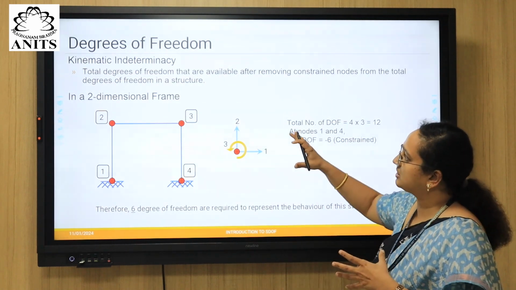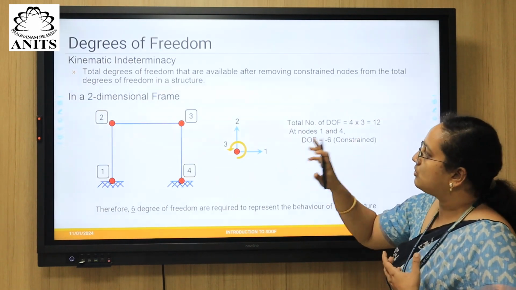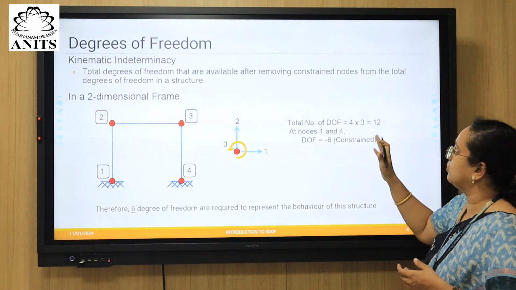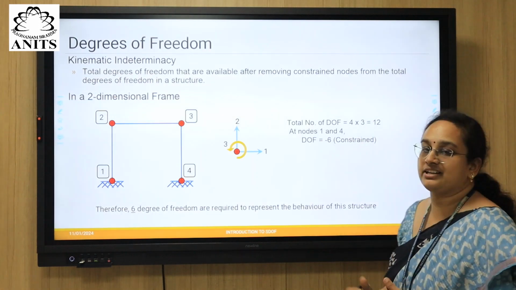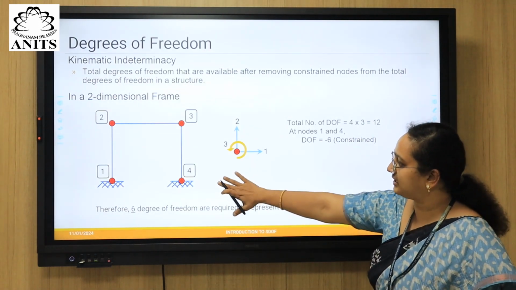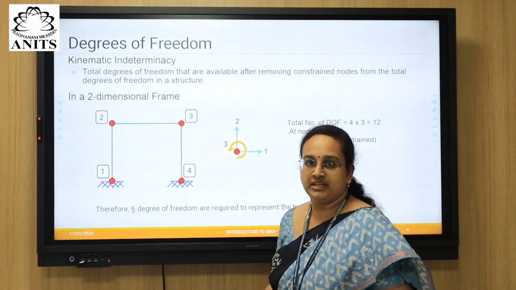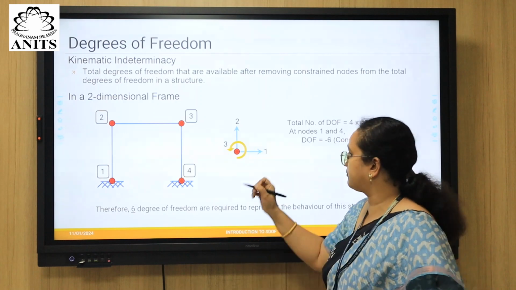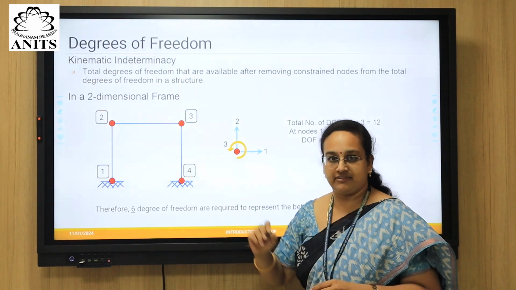Now, if we talk about kinematic indeterminacy, what is kinematic indeterminacy? It is the total degrees of freedom that are available after removing constrained nodes from the total degrees of freedom in a structure. So this is useful information, and let us see how through this example. Now this is a plane frame, right? That means you can define only 3 degrees of freedom as given here, at each and every node.